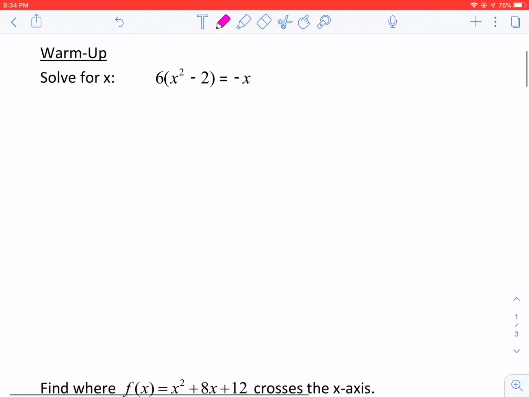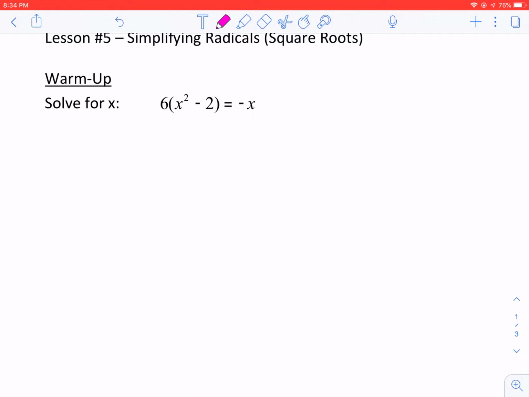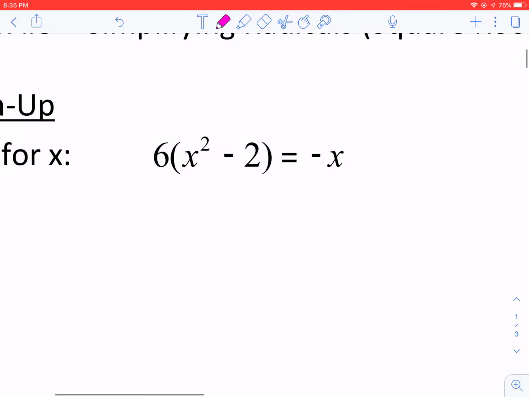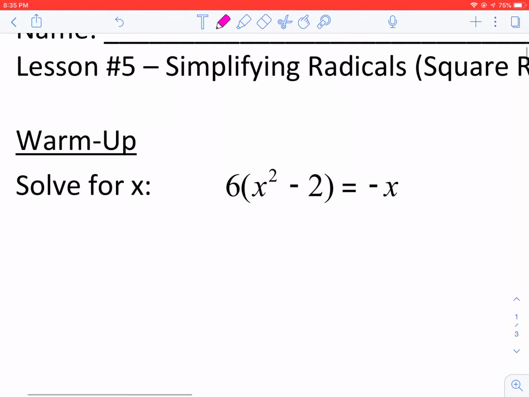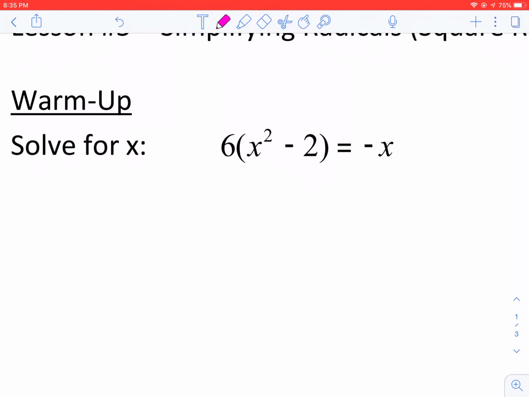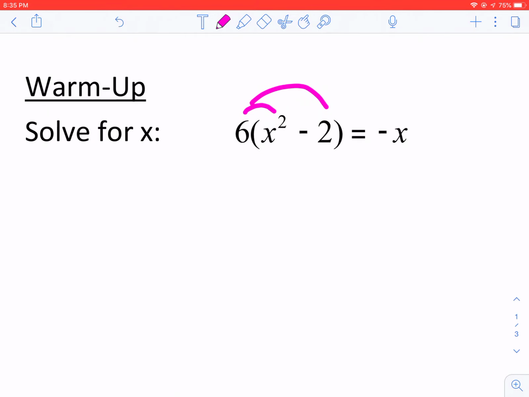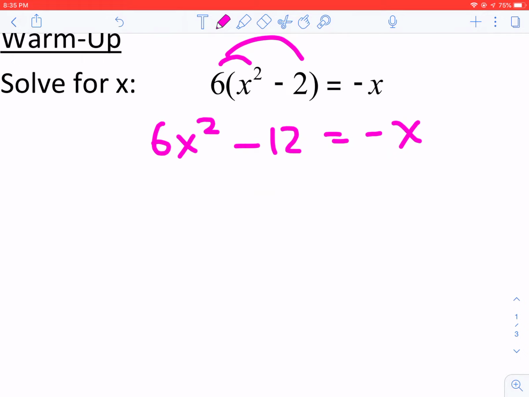Alright, so solving for x in these equations, when you see an x squared and an x in it, those are called quadratic equations. And the way we solve quadratic equations is we get them first into standard form, and we make them equal to 0. So let's do that first. So I'll distribute the 6 and get 6x squared minus 12 equals negative x. Next, I want this equal to 0, so I'm going to add x to both sides.